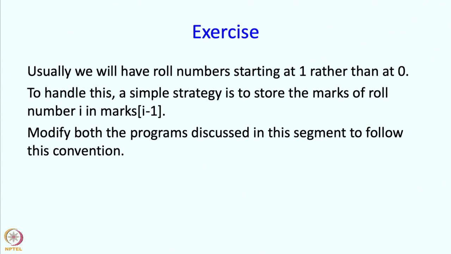Okay, so a small exercise for you. Usually we will have roll numbers starting at 1 rather than 0. To handle this, a simple strategy is to store the marks of roll number i in marks of i minus 1. We have written two programs so far. So this exercise says modify both the programs so that they follow the more usual convention that student roll numbers start at 1 and not at 0.